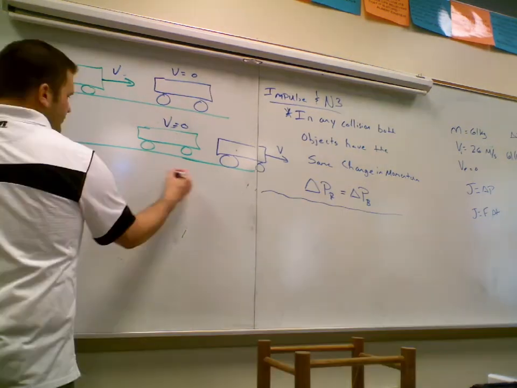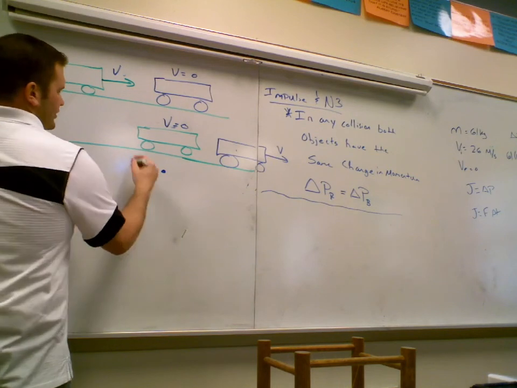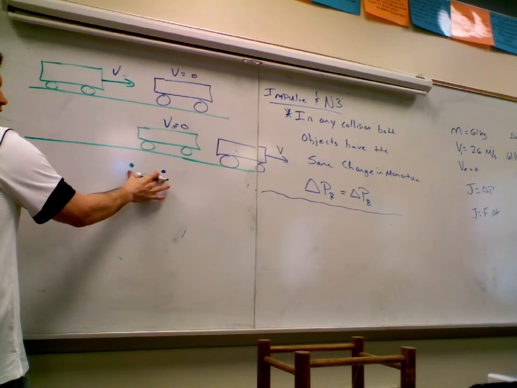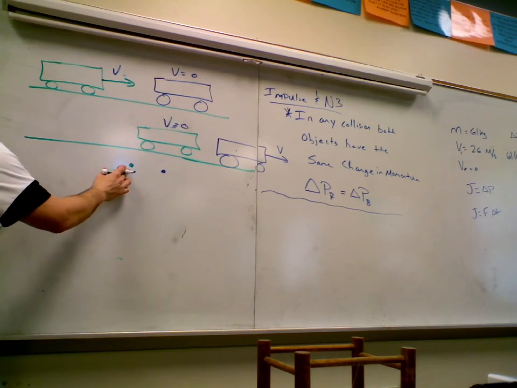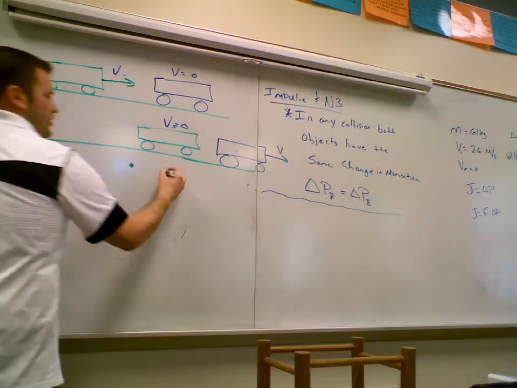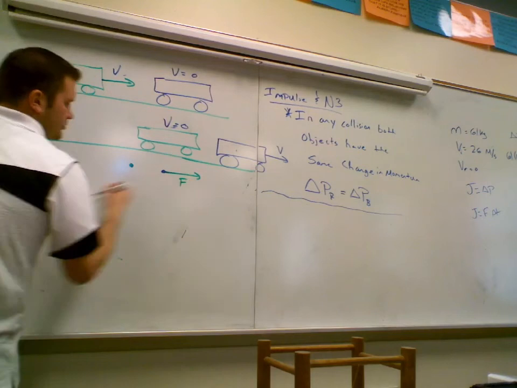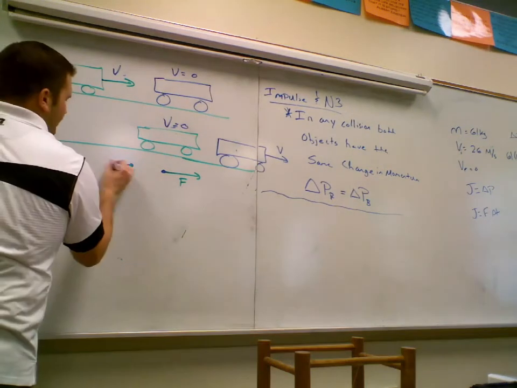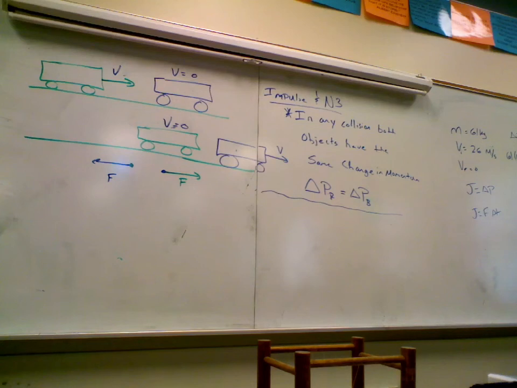So if this is the blue car and this is the red car during the collision, remember the centers of mass, a little spread apart. The red car pushes on the blue car which way? To the right, with some force. The blue car pushes on the red car which way? To the left, with a force that is equal and opposite.